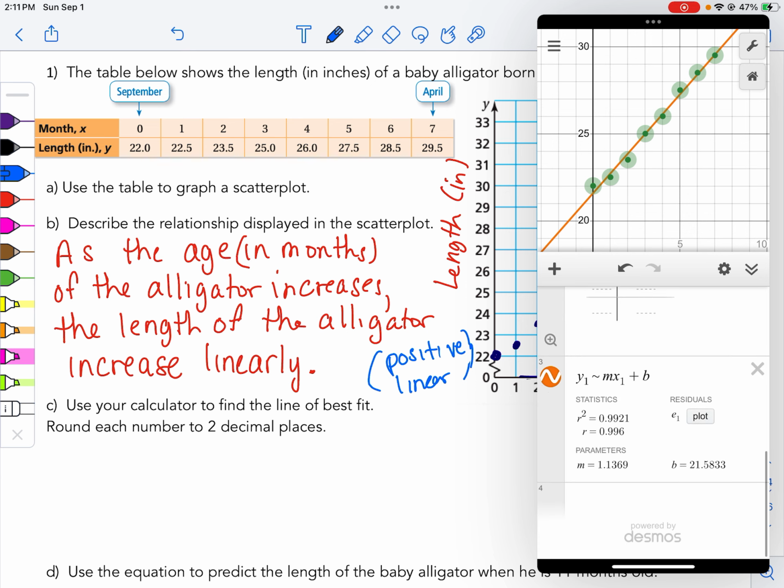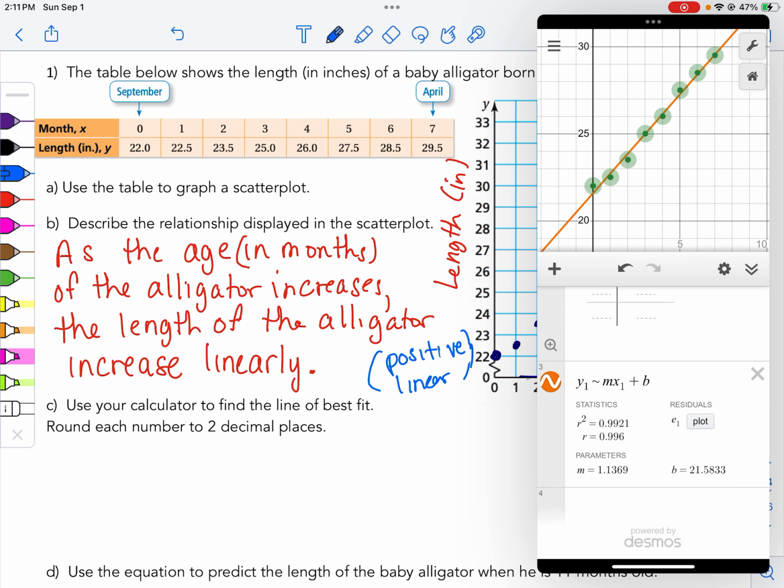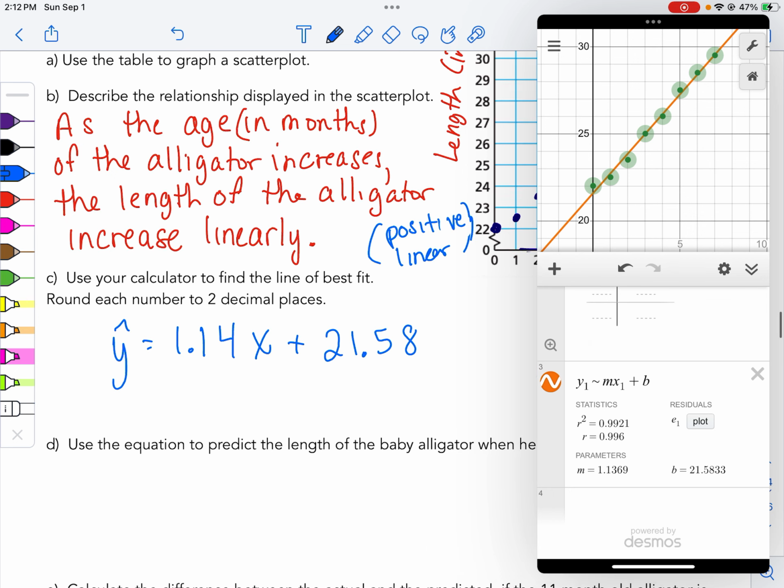All right, so we're going to scroll down to find our equation, and it says I want that equation rounded to 2 decimal places. So I know it's going to be y with the little hat on there, right? So we're going to start y hat is equal to 1.1. Now, if I go 2 decimal places, I've got a 3 followed by a 6. So that's going to make it 1.14x plus 21.5, and it's an 8 with a 3, so that 8 is going to stay an 8. So y equals 1.14x plus 21.58.